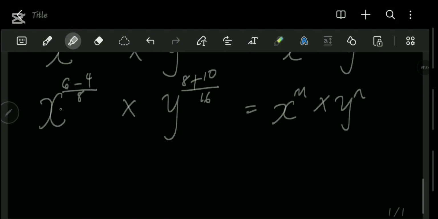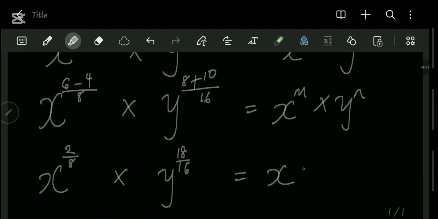So from here, if you work on this part, you have x raised to 6 minus 4 is a 2. We have 2 over 8, right? 6 minus 4 is 2 over 8 multiplied by y. 8 plus 10, that's 18 over 16, is equal to x raised to m times y raised to n, right?